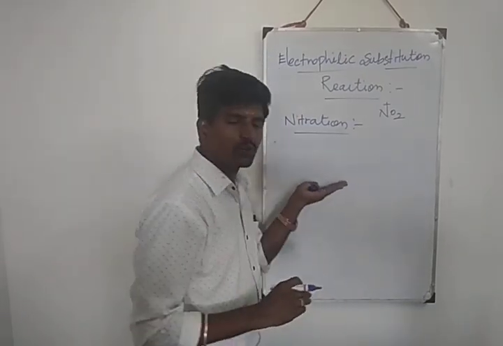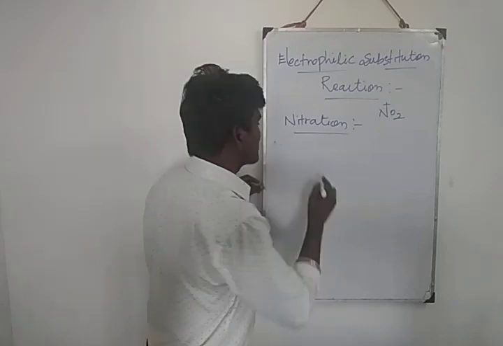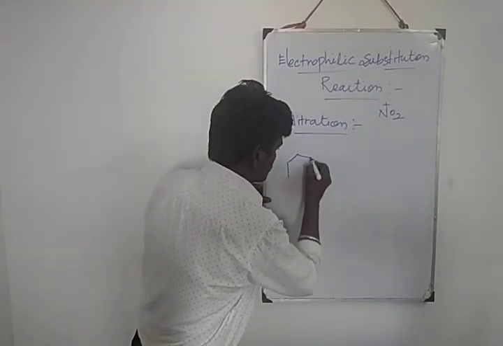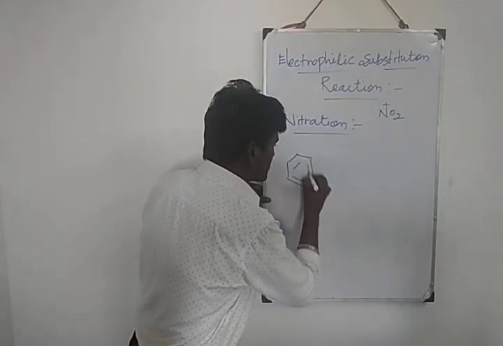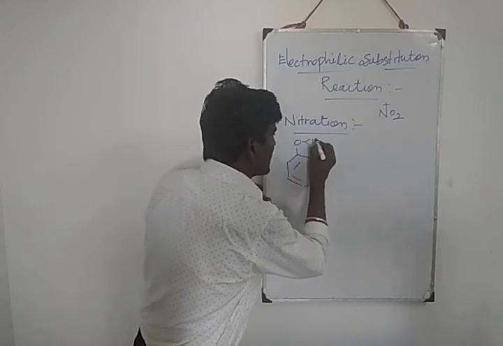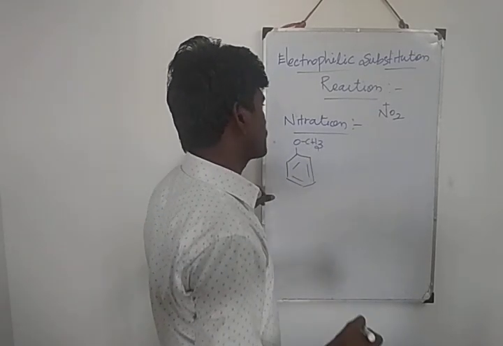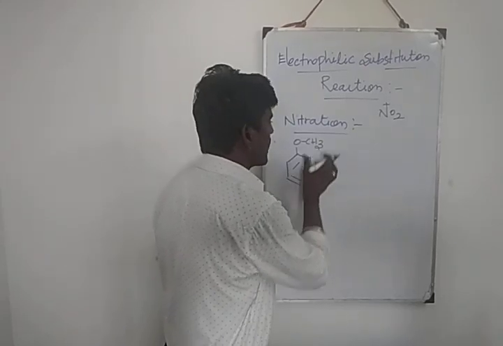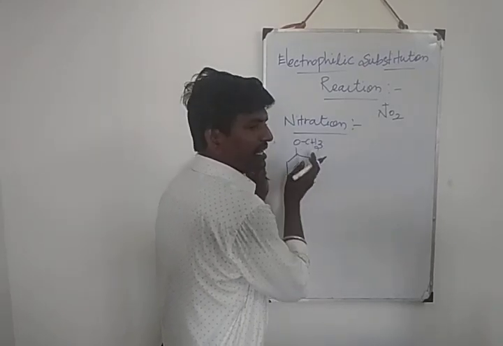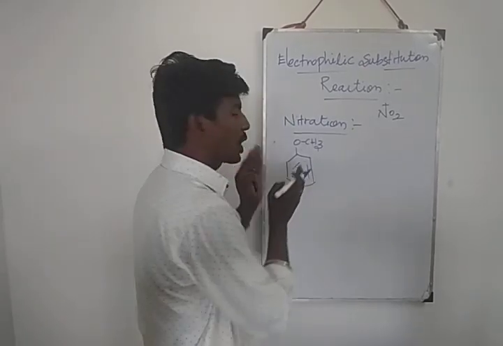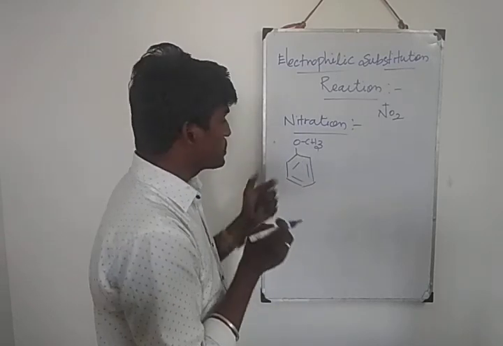So first of all I am going to take one aromatic ether, for example anisole. This is an aromatic ether, because only aromatic ethers undergo electrophilic substitution reaction. This is anisole or methoxybenzene. The IUPAC name is methoxybenzene, the common name is anisole. I am going to do nitration.